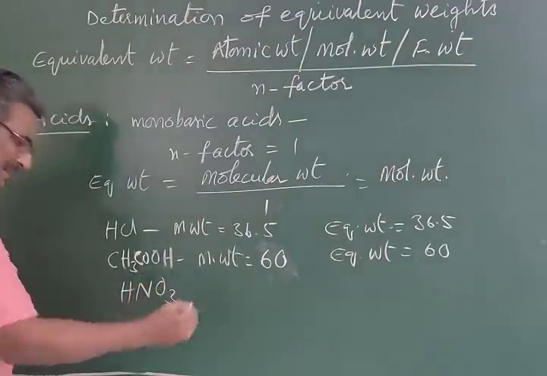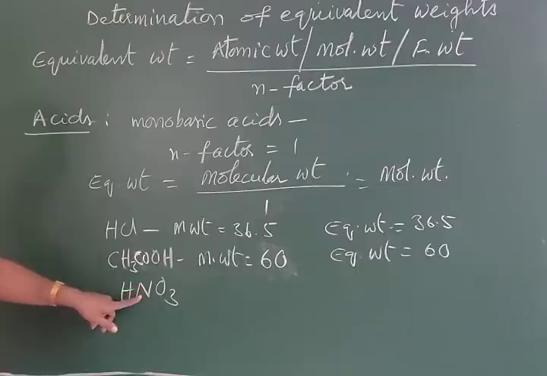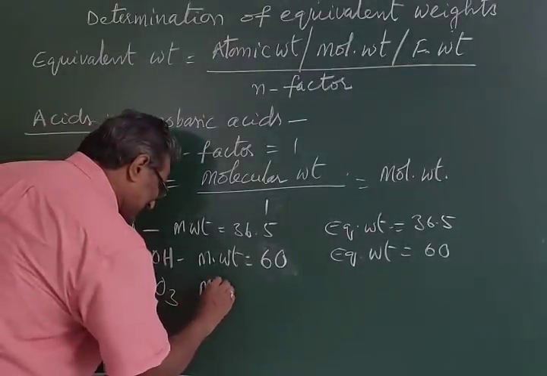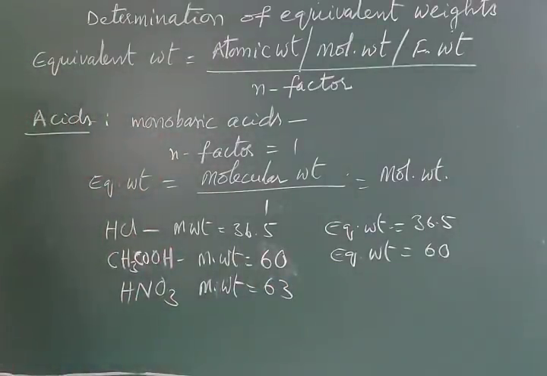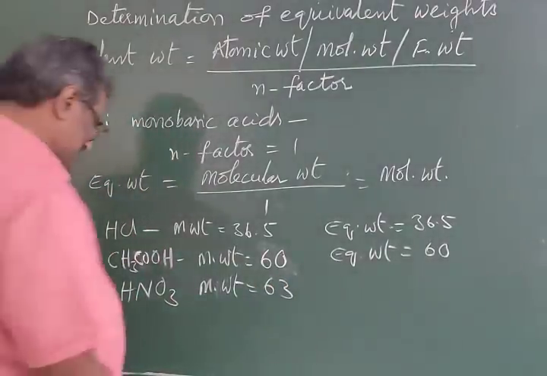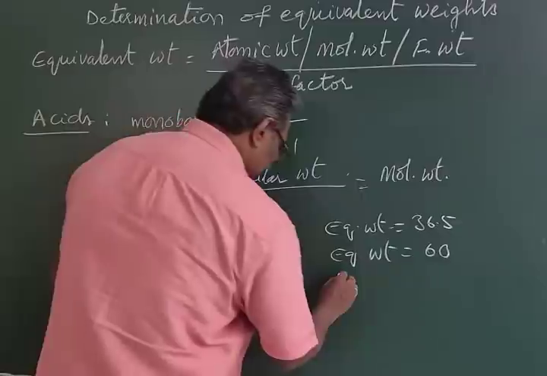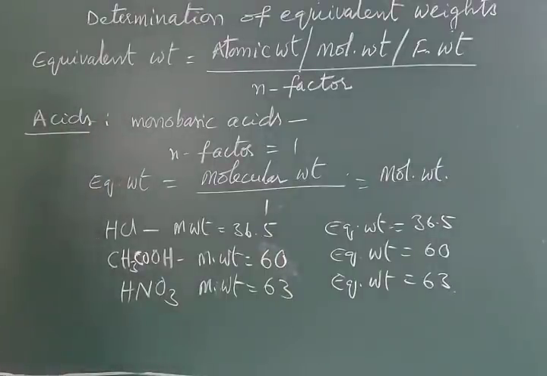HNO3. What is the molecular weight of HNO3? 1 plus 14, 15, plus 3 16s, 48. 48 plus 15, that is 63. Molecular weight is equal to 63. Equivalent weight is also 63, in the case of monobasic acids.